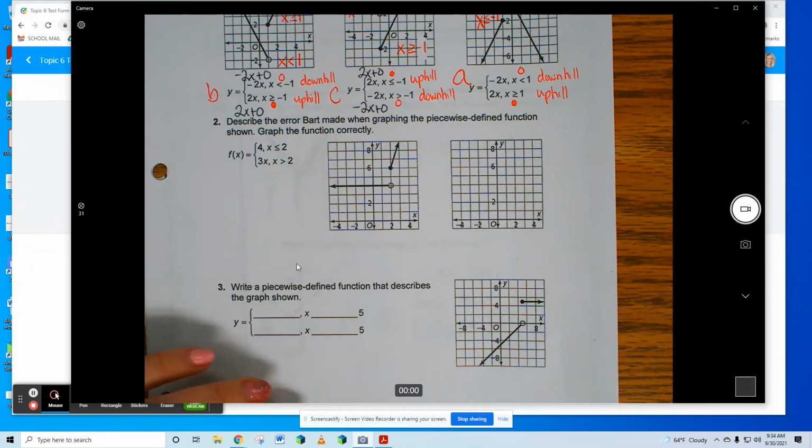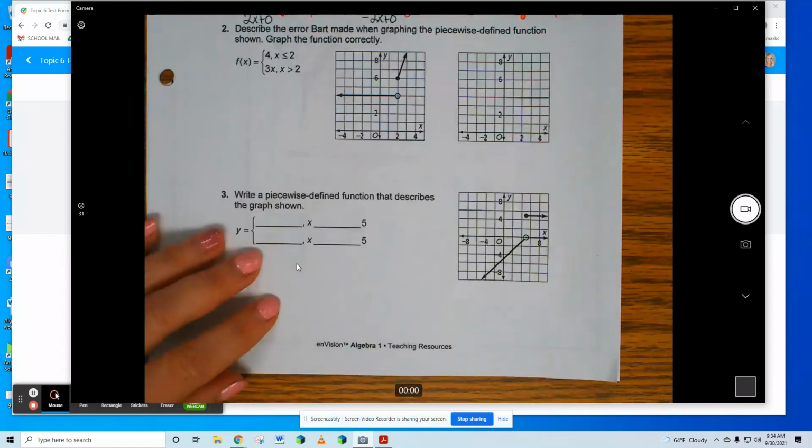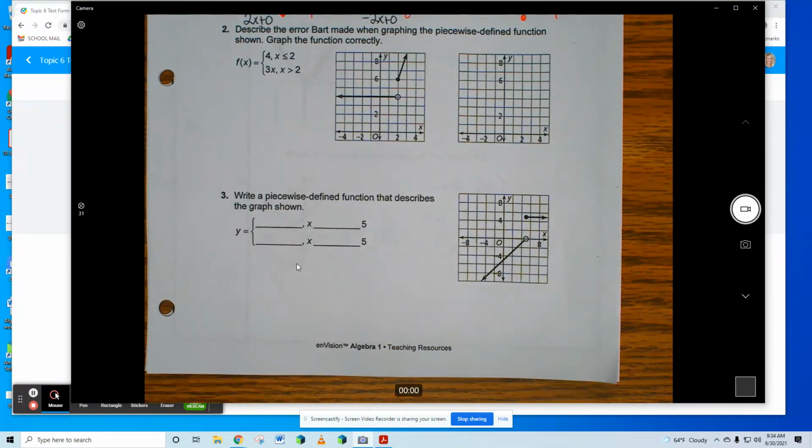What am I going to do? Actually, let's do number 3 first, and then let's find the mistake that the guy made in number 2. All right, I need to put in number 3 my y equals mx plus b for both lines, and then I need to say what my restriction is. It obviously has to do with the 5.